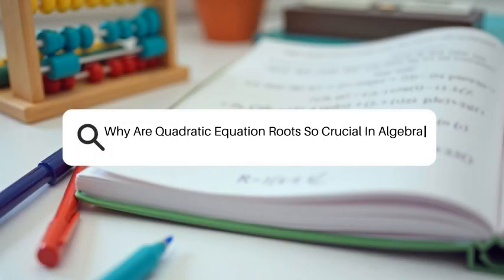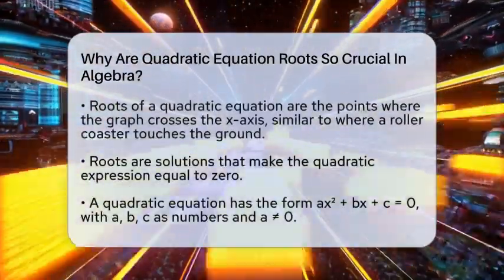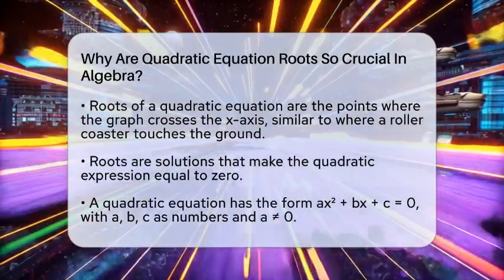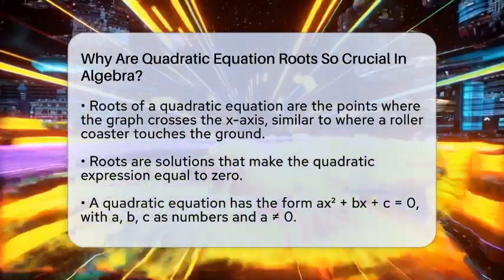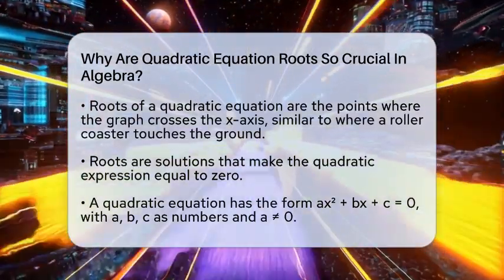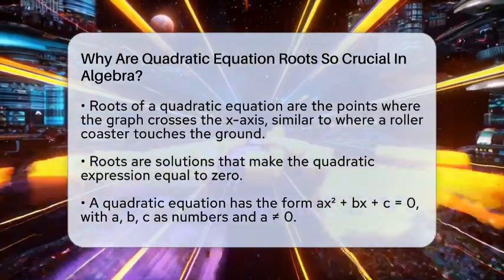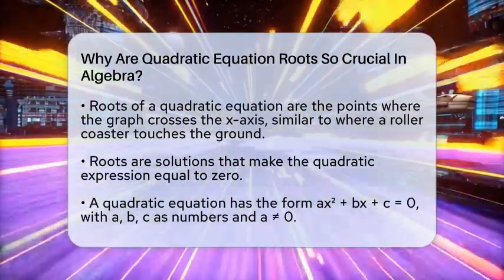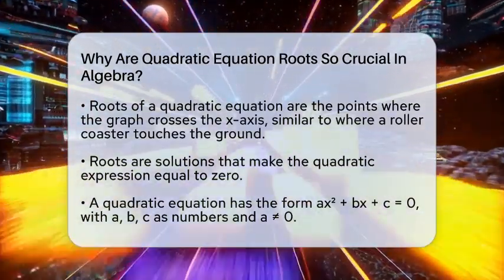Why are quadratic equation roots so crucial in algebra? Imagine trying to find the exact points where a roller coaster track touches the ground. Those points are like the roots of a quadratic equation. They tell us where the graph crosses the x-axis. Roots are the solutions that make the quadratic expression equal to 0. Without knowing these solutions, understanding how the graph behaves becomes much harder.